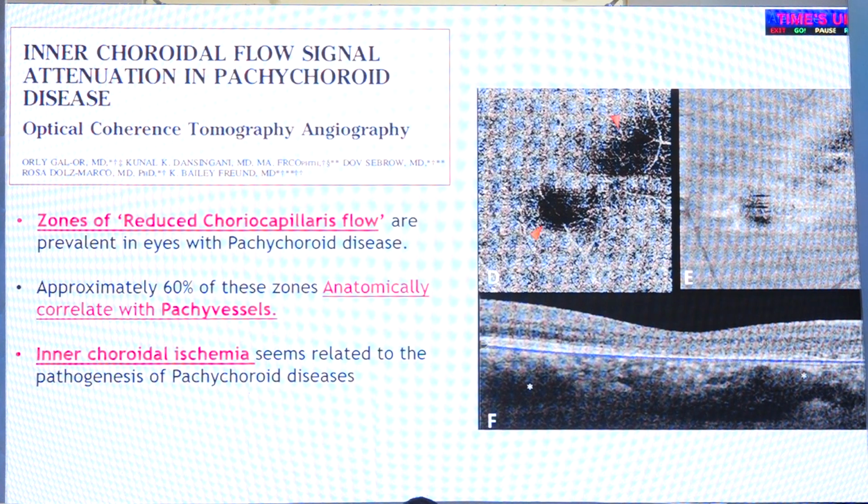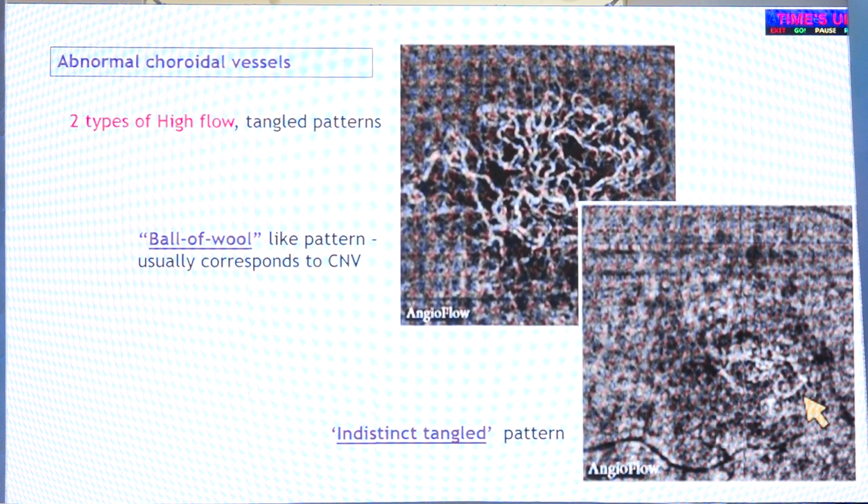And these low flow areas, these dark areas, usually overlap the pachyvessel area in Swept-source OCT and signify the presence of inner choroidal ischemia or choriocapillary ischemia that is causing the pathogenesis of central serous chorioretinopathy. It is hypothesized that there is an inner choroidal ischemia leading to the pathogenesis of this disease.